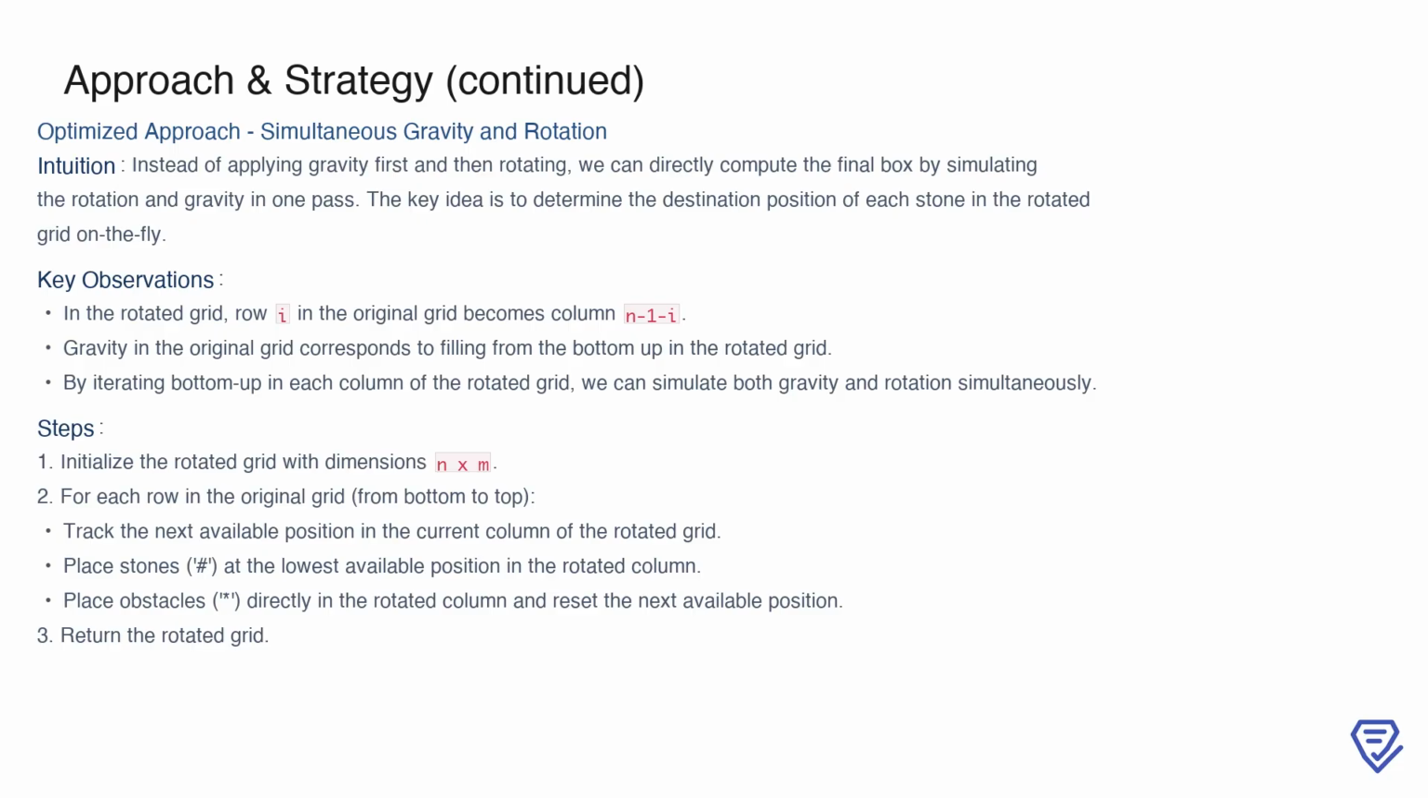The process starts by initializing a rotated grid with dimensions n×m. For each row in the original grid, we track the next available position in the corresponding column of the rotated grid. Stones are placed in the lowest available positions, while obstacles are placed directly in the rotated column and reset the available position. This eliminates the need for an intermediate grid and reduces redundant computation.